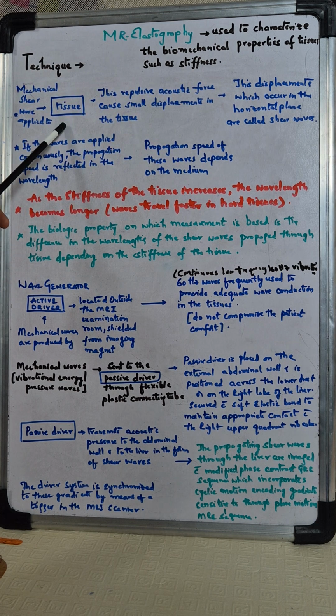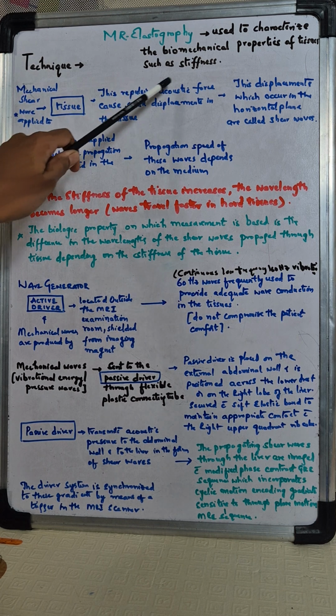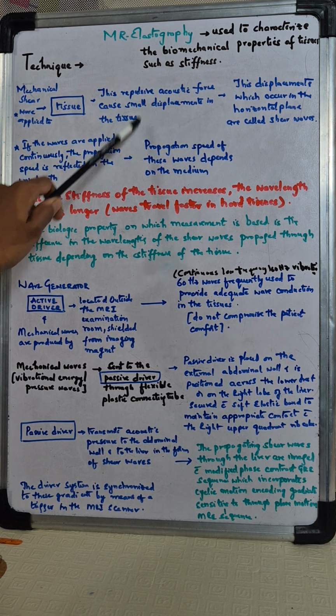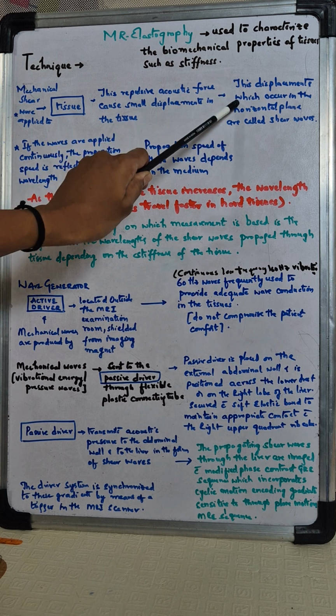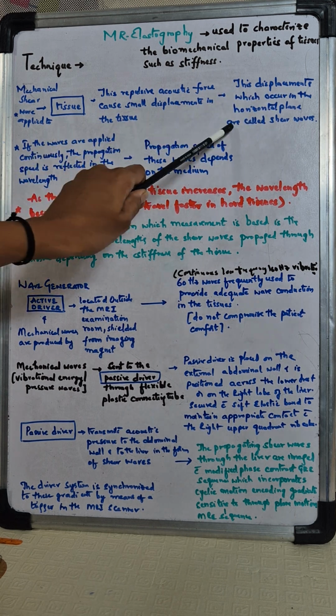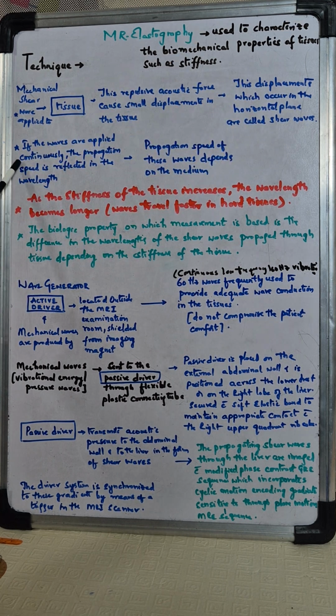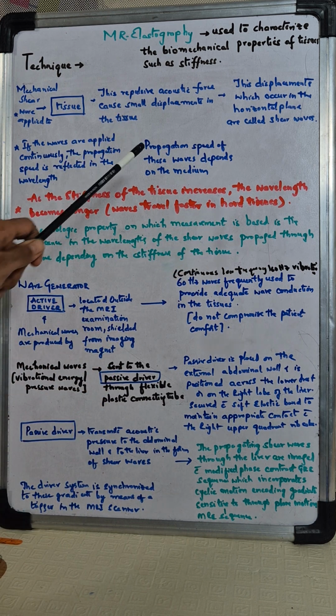Here, what happens? We have a tissue, right? A mechanical shear wave is applied to it. This repulsive acoustic force causes small displacement in the tissue. This displacement, which occurs in the horizontal plane, is called shear waves. If these shear waves are applied continuously, the propagation speed is reflected in the wavelength.